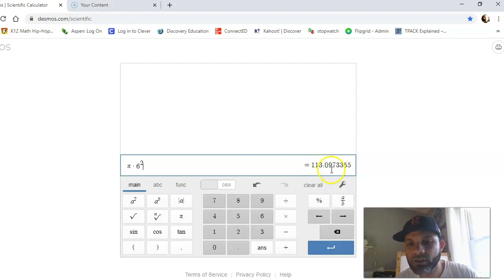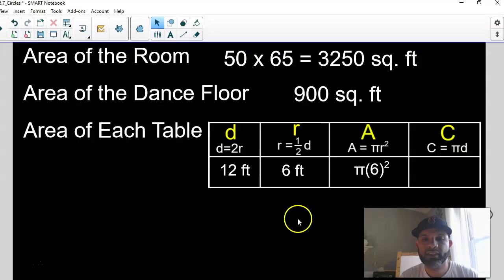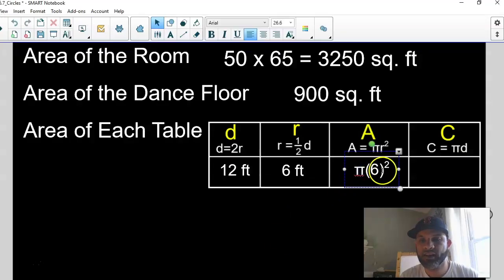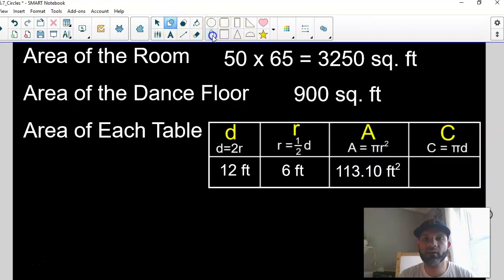And there we see is 113.097. So again, we're rounding to the hundredths. That 9 has to go up. So instead of 9 hundredths, it's going to be 10 hundredths. 113.10 is our area. 113.10 square feet for each table.